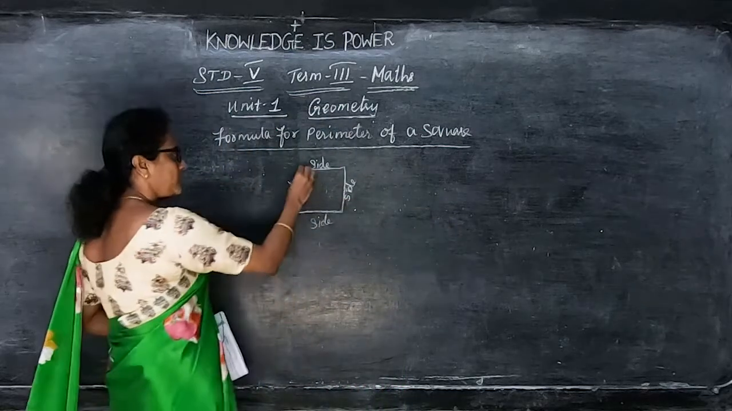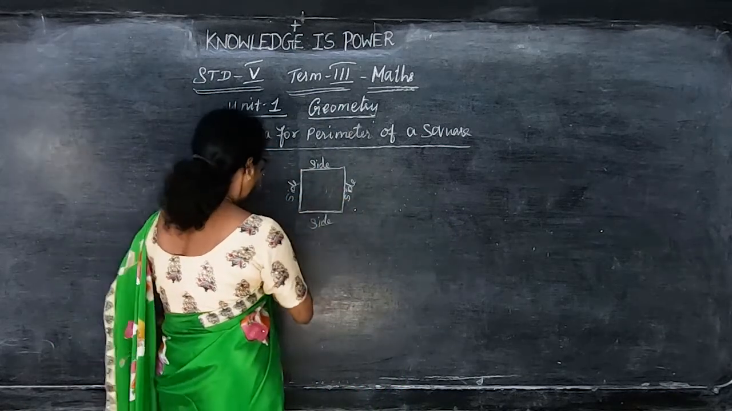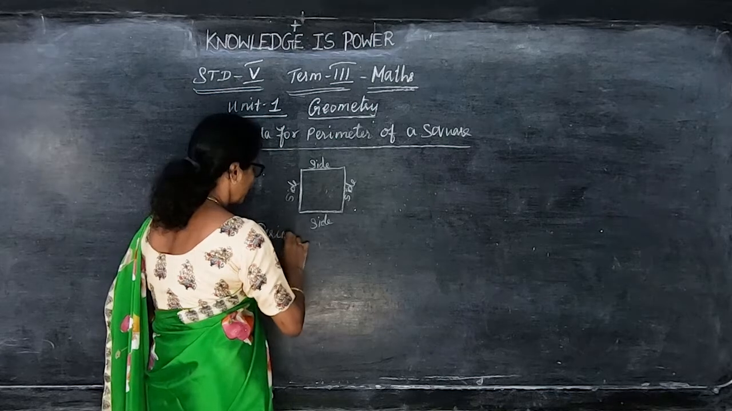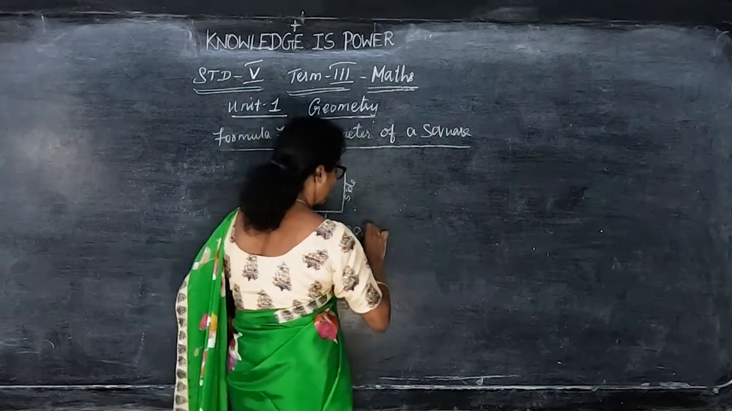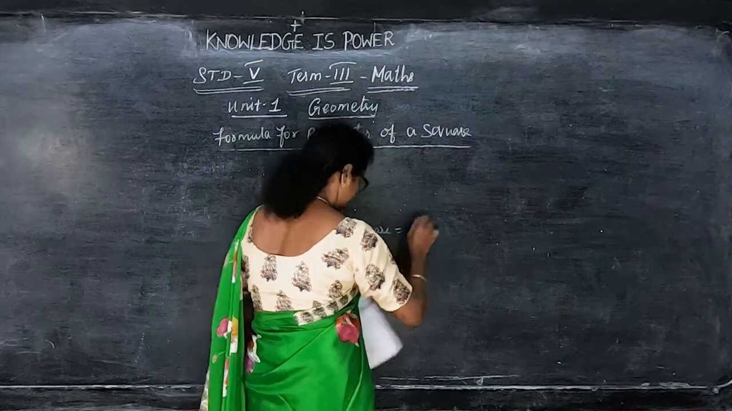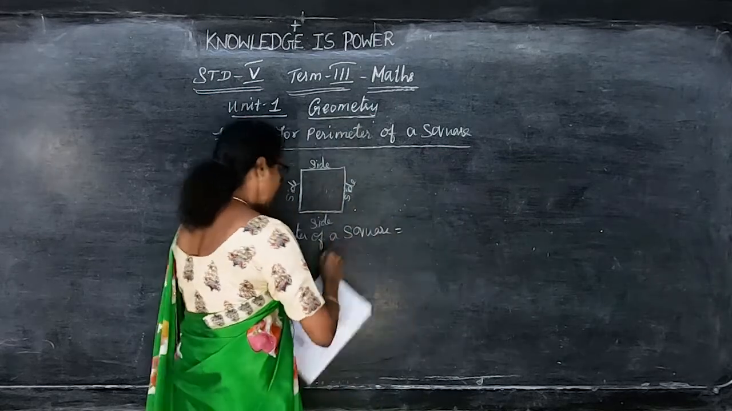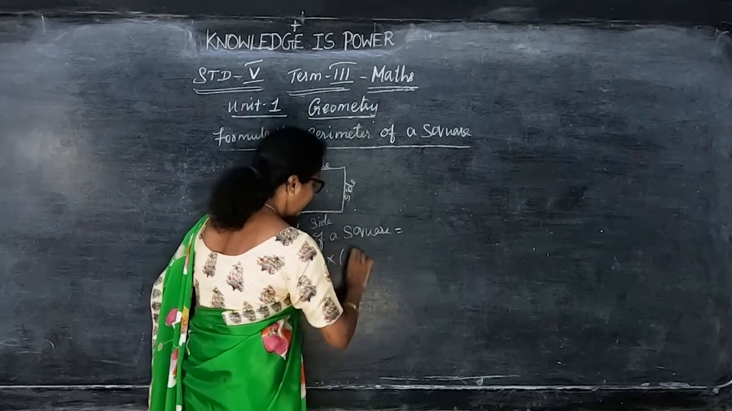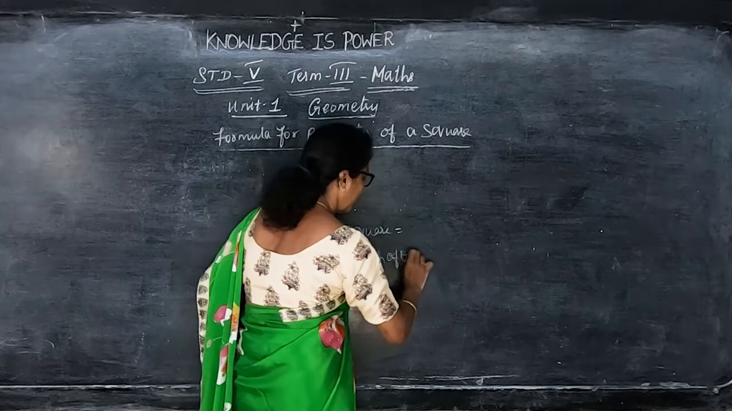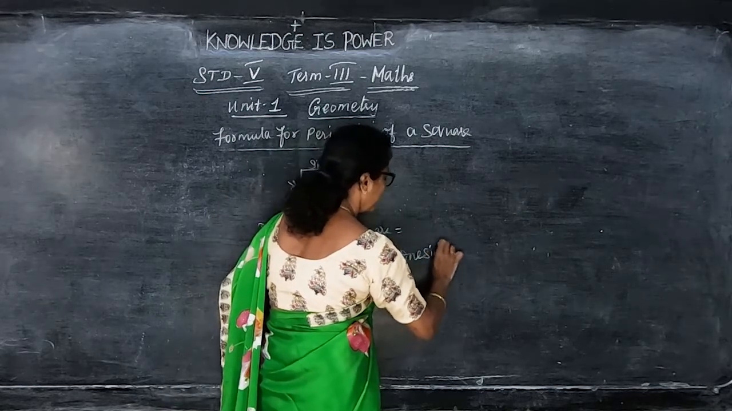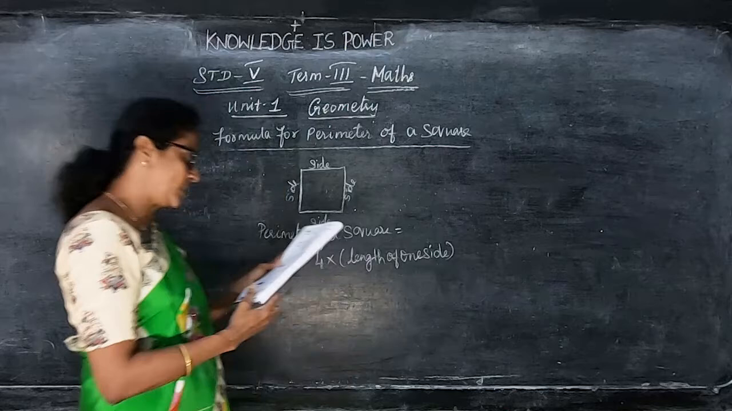So all the four sides are the same, so perimeter of a square is equal to 4 into length of one side. Since everything is the same, we can take at least one side measurement. So length of one side.